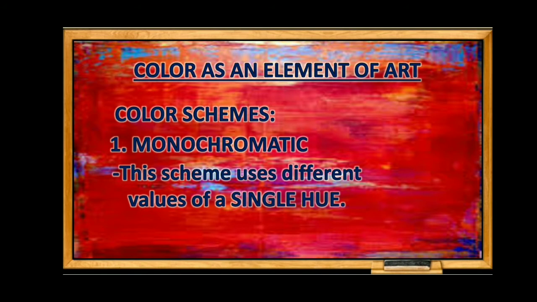Dull hues are low intensity colors. So there are properties of color as an element of art. One is the color scheme. In the color scheme, colors can be combined to produce many interesting and striking results. Artists make use of different colors to create different types of color schemes. The following are some of the color combinations used by artists. First is the monochromatic, which uses different values of a single hue. For example, dark green, medium green, and light green make a monochromatic scheme.